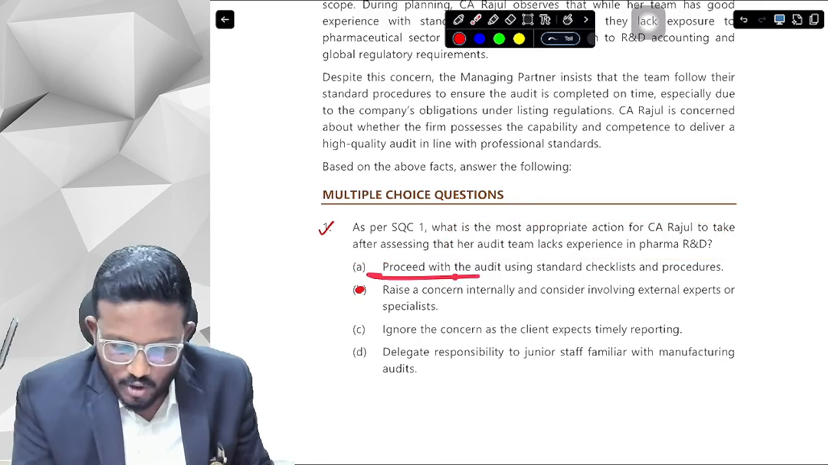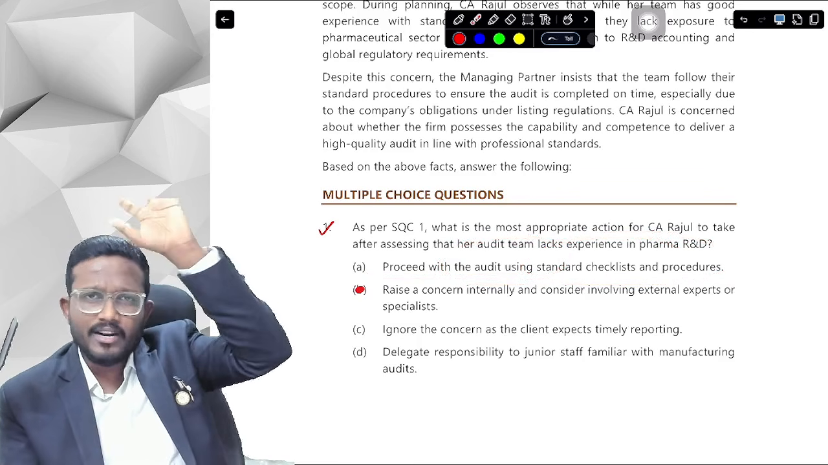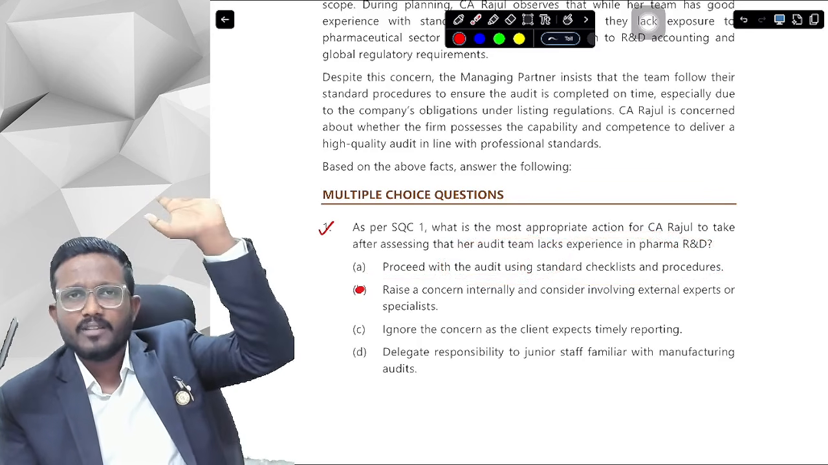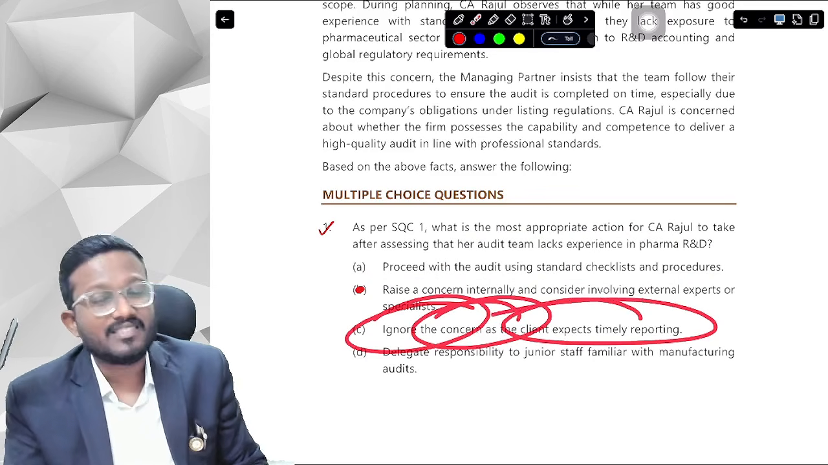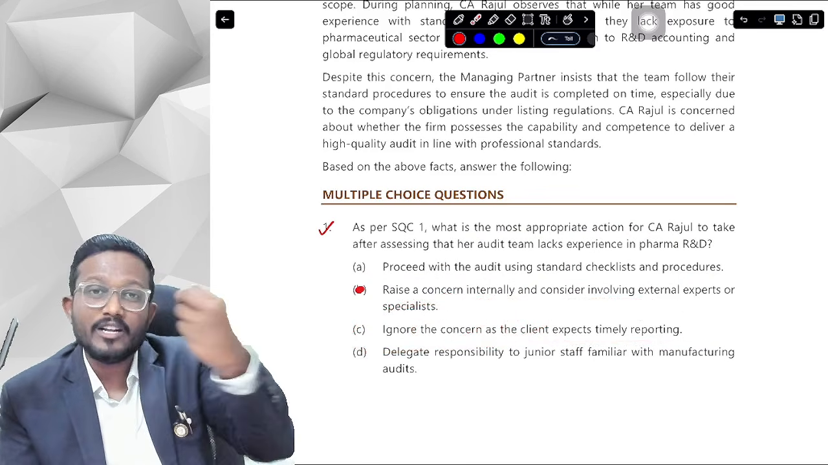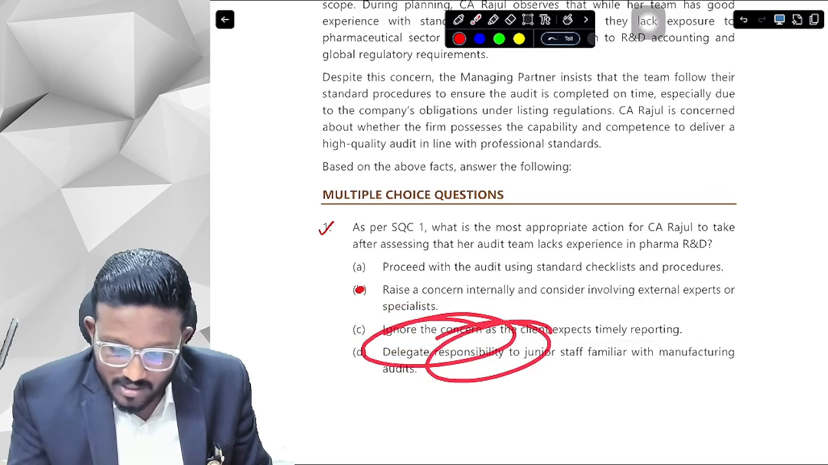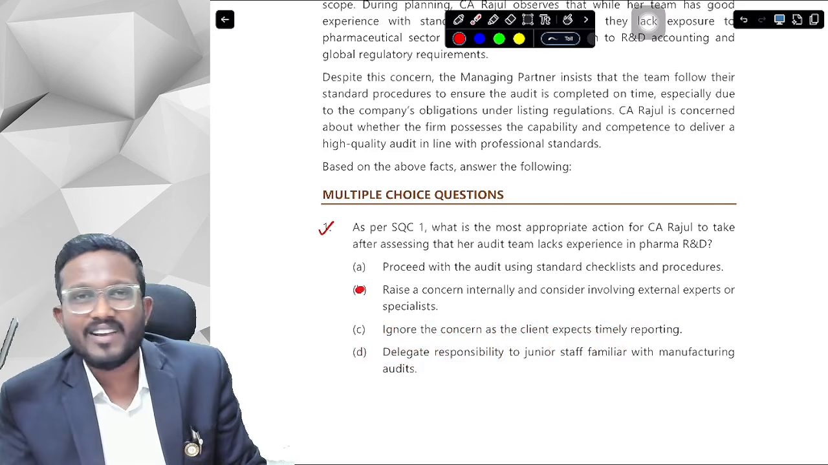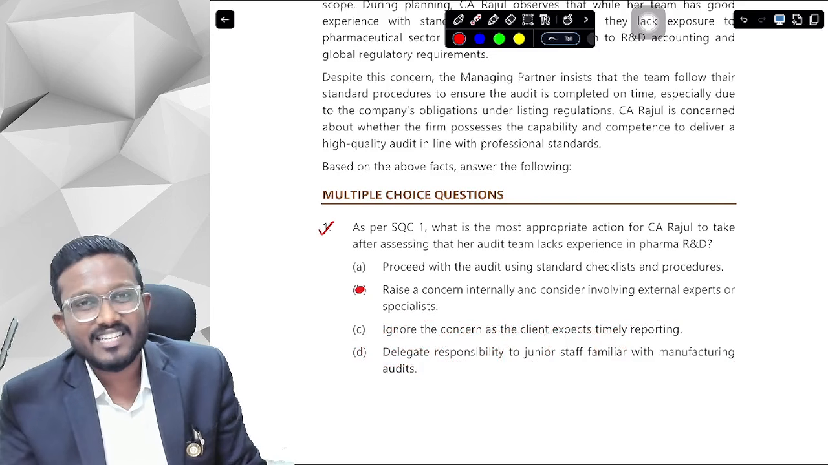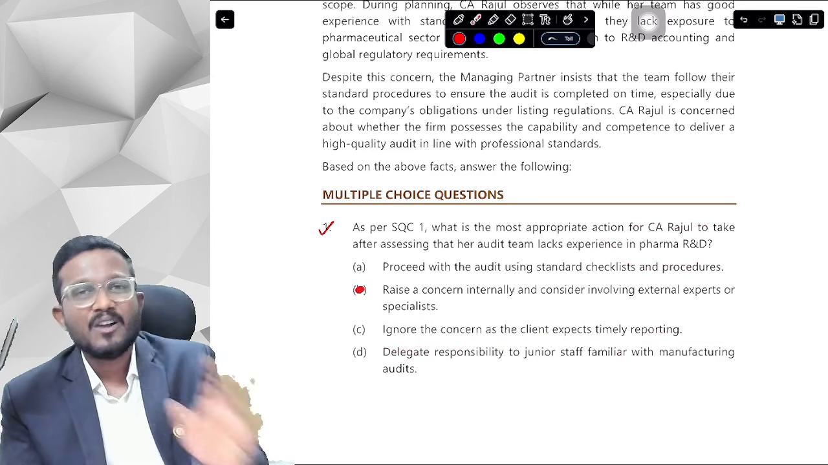First option is we should proceed with the audit using standard checklist and procedure. Just audit, it doesn't matter whether you don't have the experience. This is particularly wrong. Second, we need to ignore the concern as the client expects timely reporting. No sir, this is also wrong. Third, we need to delegate this responsibility to junior staff who are familiar with manufacturing audits. No sir, we cannot delegate this, because this is a pharma R&D, not a manufacturing audit.